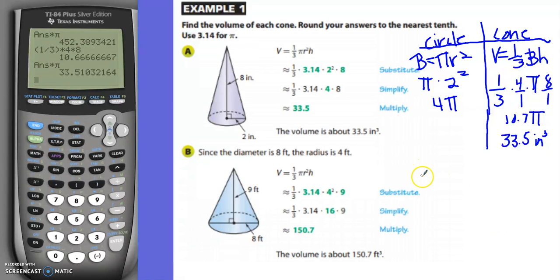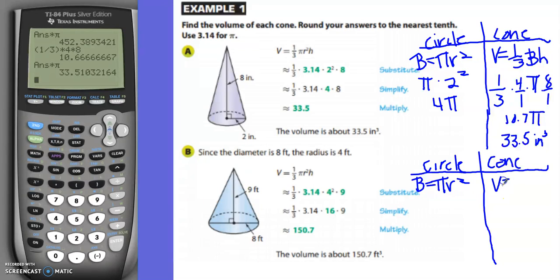All right, let's take a look at the second one. We're going to have a circle, and we're going to have a cone. Remember, to find the area of the circle, it's pi r squared. The cone is 1/3 big B times h. This is a diameter though.